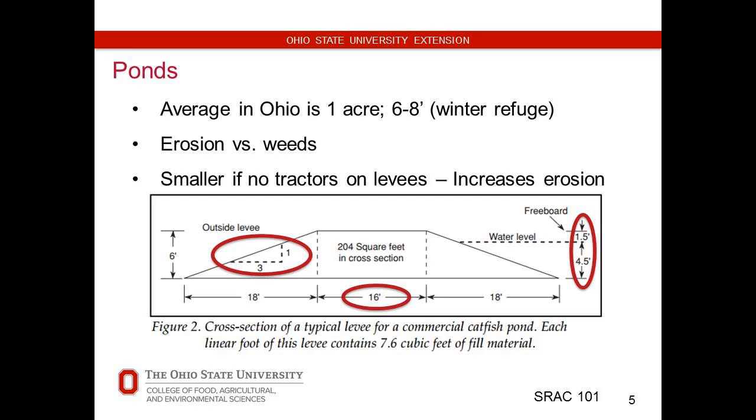I'll start at ponds, kind of work your way down. Average size here in Ohio is certainly an acre, but as you talk to folks around you, there'll be people that are half acres, but there are also a few folks with a lot larger ponds. Not very often, not very common here.